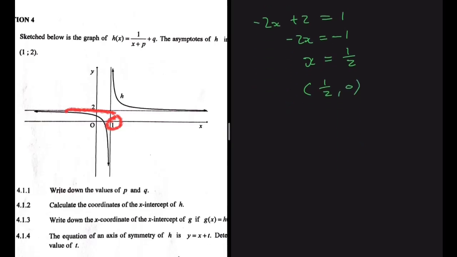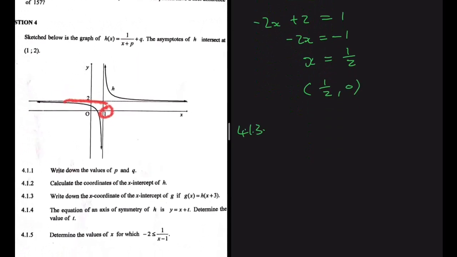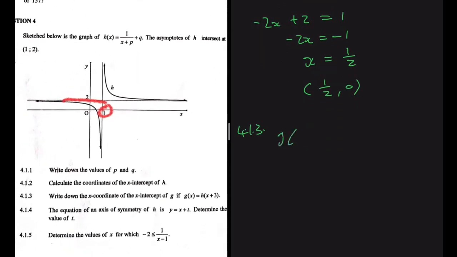Let's do 4.1.3. 4.1.3 says let's write down the x coordinate of the x-intercept of g, if g of x is equal to h of x plus 3, right? So let's understand what g of x is doing to h of x. g of x is moving h of x 3 units to the left. If we have plus 3, we're moving 3 units to the left. If we have minus, we're moving 3 units to the right. It's counterintuitive, I know, but then it is what it is. So g of x, you just move h of x 3 units to the left, right?